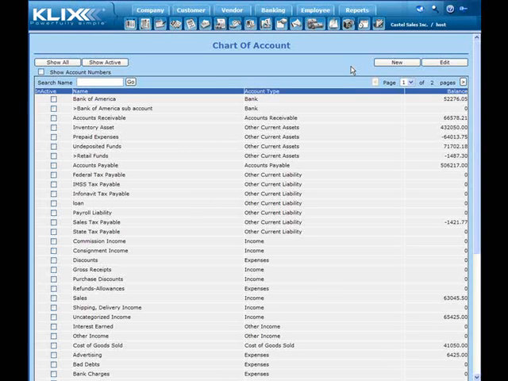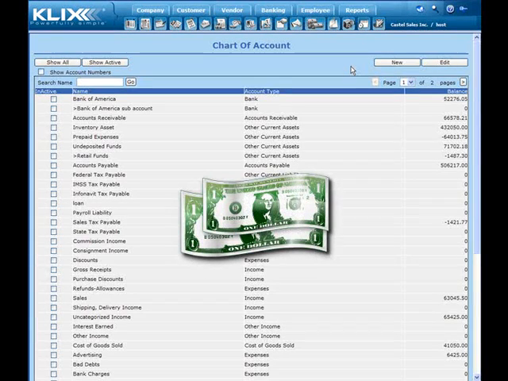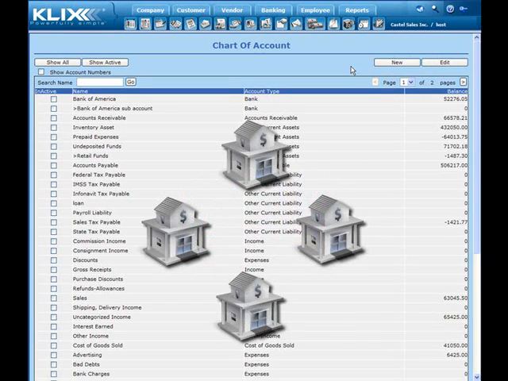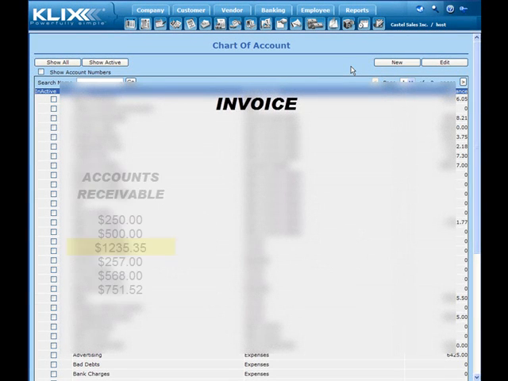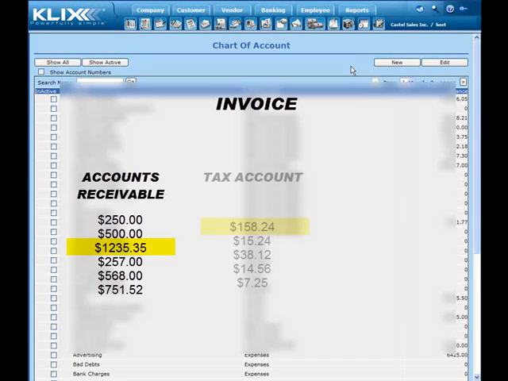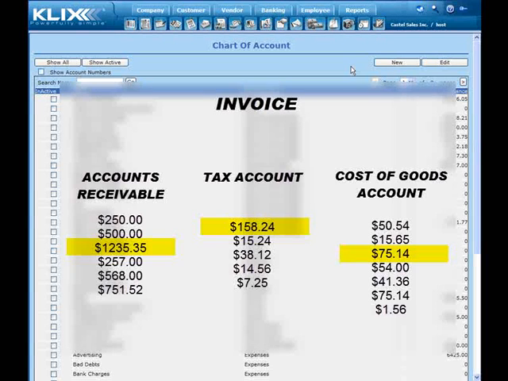The accounting behind the Klix system is so simple, it's as though you were using independent cashiers or mini banks. Let's use as an example an invoice. Once created, the Klix system will deposit in the accounts receivables independent cashier the total due by your customer. The system will simultaneously deduct and deposit into the tax account the amount due by us to the government for taxes, while at the same time deducting the cost of each item sold from the sale amount and depositing the cost of the items into our inventory or cost of goods account.